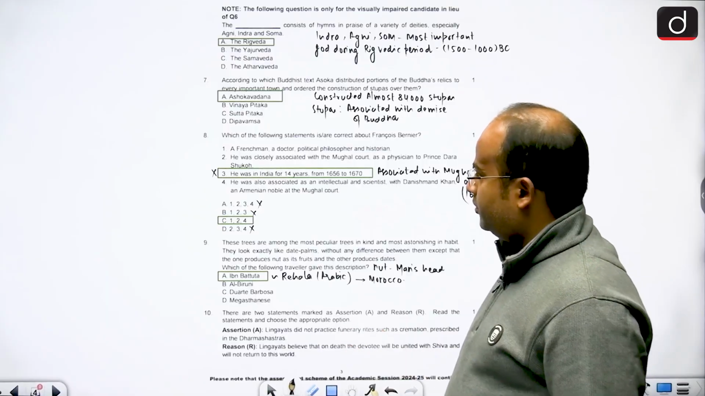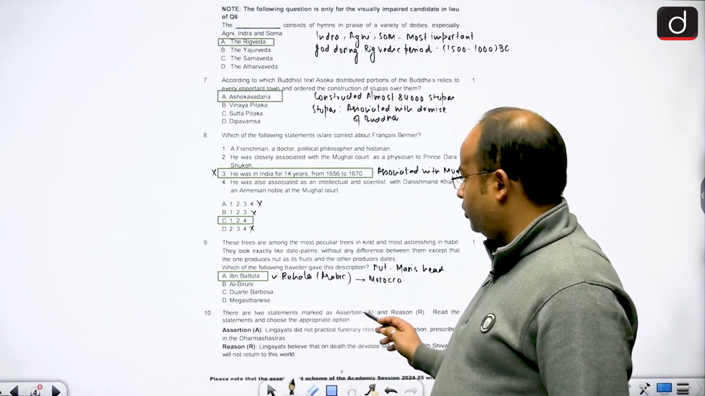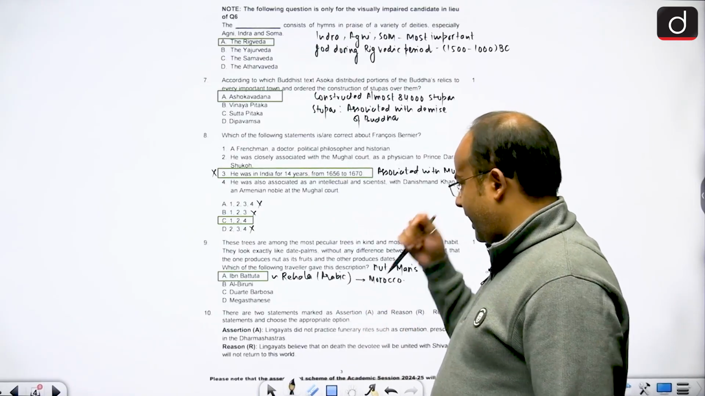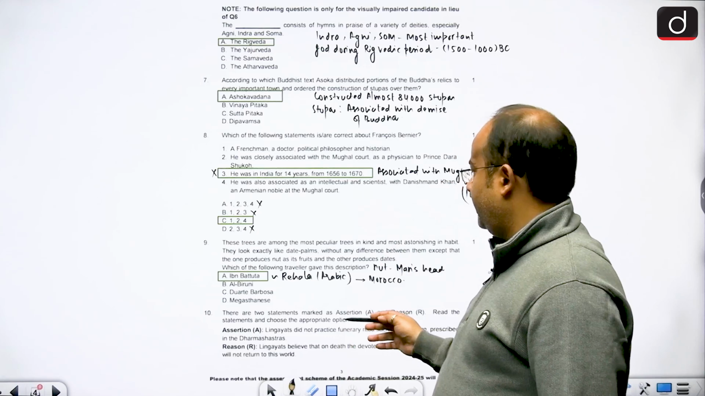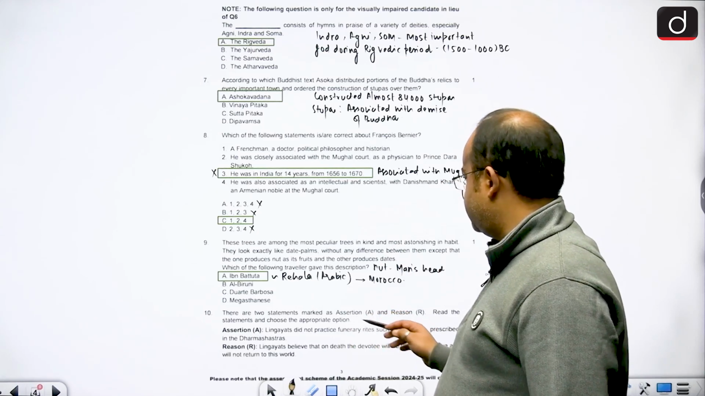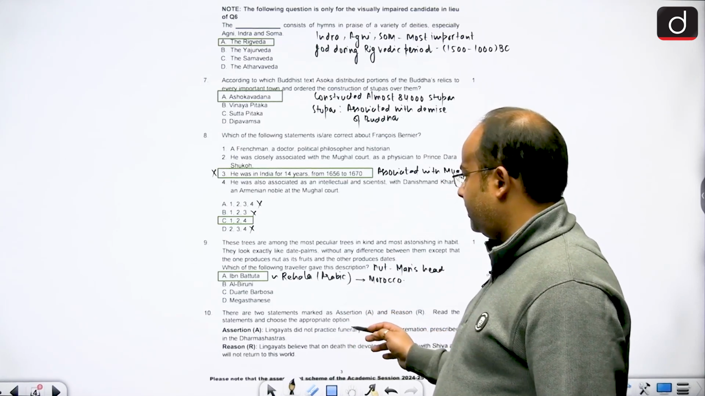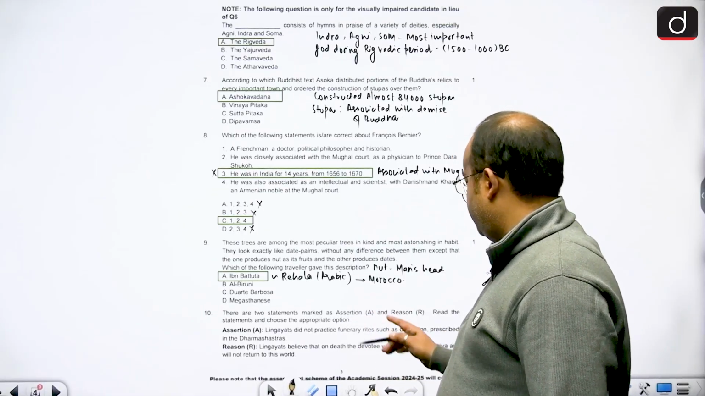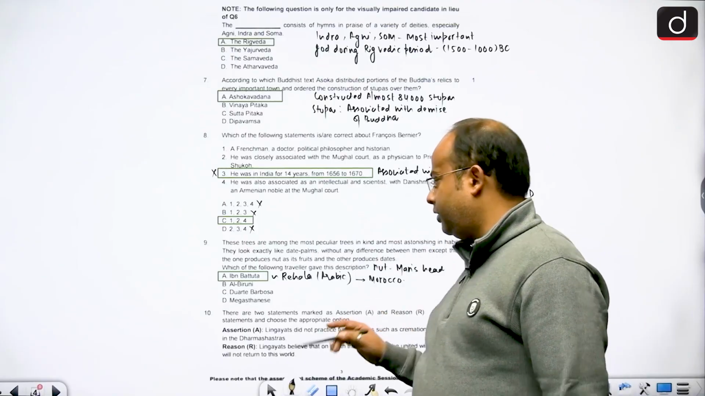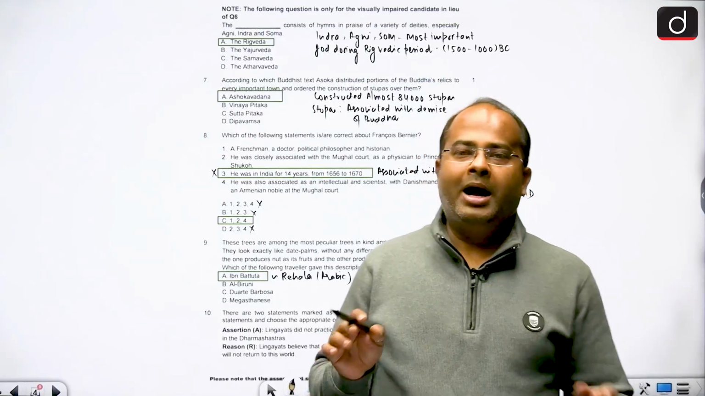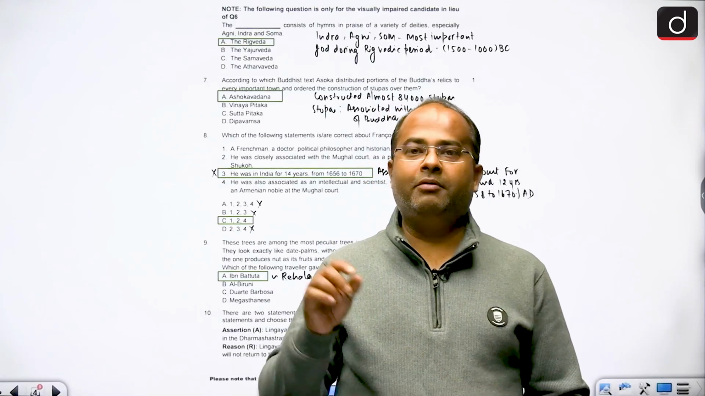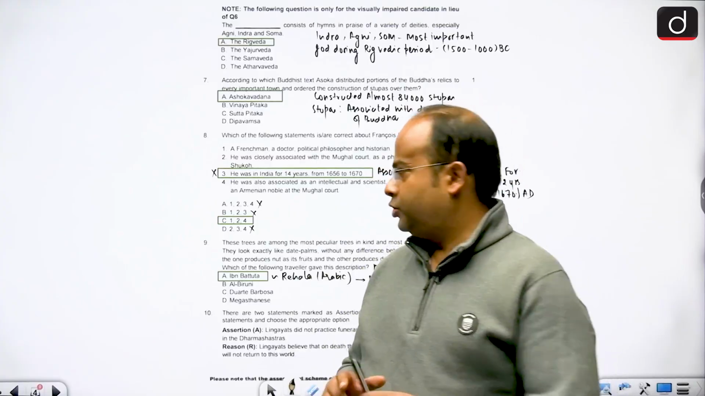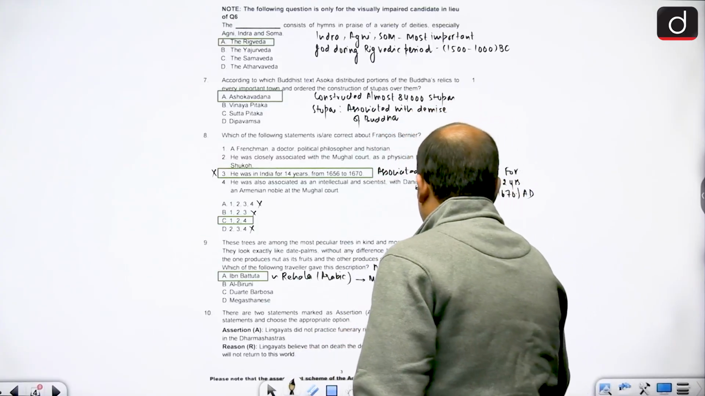Now come to the next question, question number 10. There are two statements marked as assertion and reason. Read the statements and choose the appropriate option. Assertion: Lingayats do not practice funerary rites such as cremation prescribed in the Dharmashastras. Lingayats believe that on death, the devotee will be united with Shiva and will not return to the materialistic world, and this is mentioned in the Veerashaiva tradition of Karnataka that was started by Basvanna.